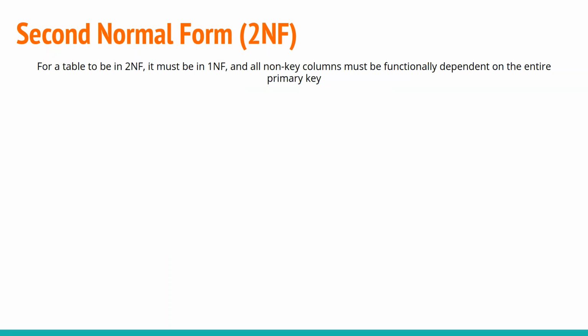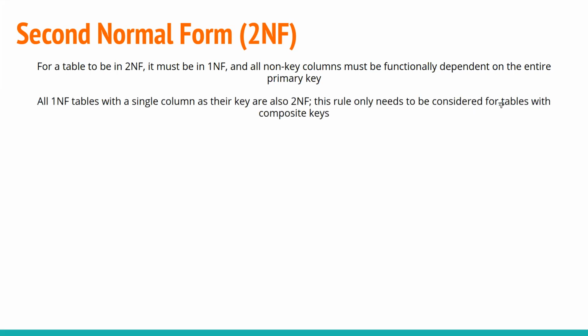So in order to be in 2NF, you must be in 1NF. And so there's an extra condition now. You must be in 1NF, and all non-key columns must be functionally dependent on the entire primary key. On the entire primary key. All non-key columns must be functionally dependent on the entire primary key.